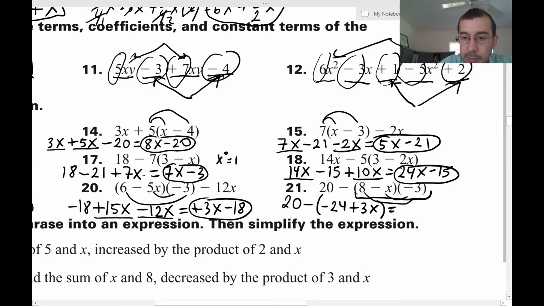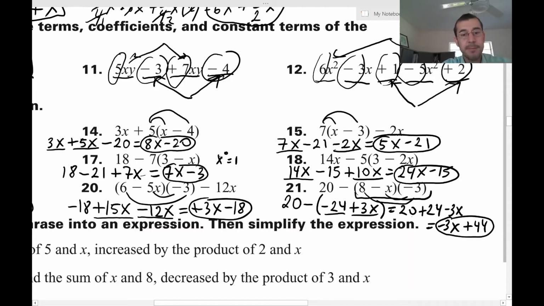Then we're going to have 20. When we have a minus sign in front of the parentheses, when we take these terms out of the parentheses, the sign will change. So minus 24 becomes plus 24. Plus 3x becomes minus 3x. 24 plus 20 is 44. Plus 44. Okay.